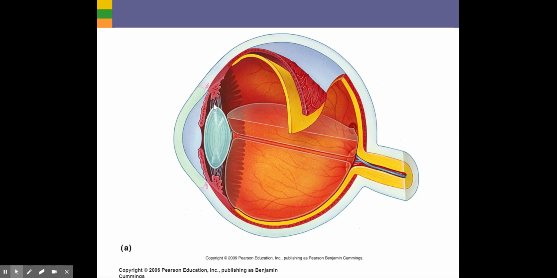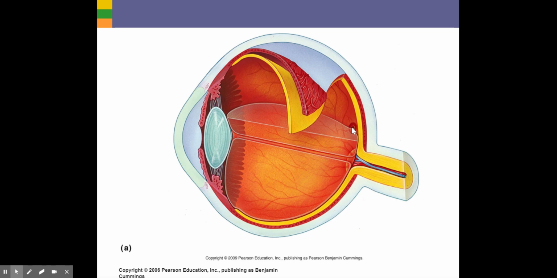You've got what are called suspensory ligaments that attach to the lens and kind of hold it in place. And then these little structures on the ends of those are actually muscles. They're called ciliary bodies. They contract to essentially change the shape of this lens to help us focus light on the back of the eye.